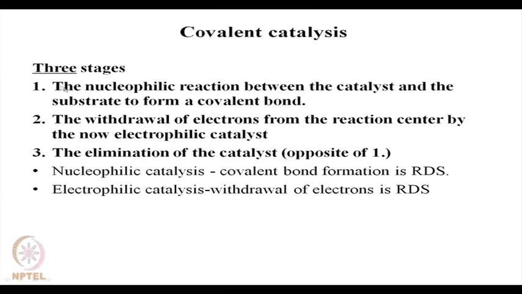Okay. Now, you see, there are 3 stages. The first stage is the nucleophilic reaction between catalyst and the substrate to form a covalent bond. So, there is a covalent bond formation. Okay. Catalyst and the substrate, there is a covalent bond formation. Then withdrawal of electrons from the reaction center by the new electrophilic catalyst, okay, and then elimination. So, these are the 3 stages that we need to consider.